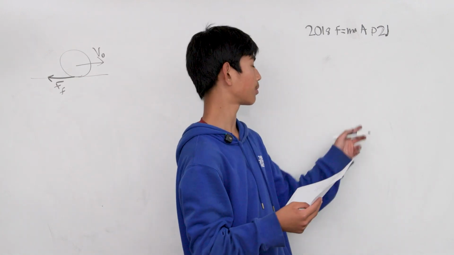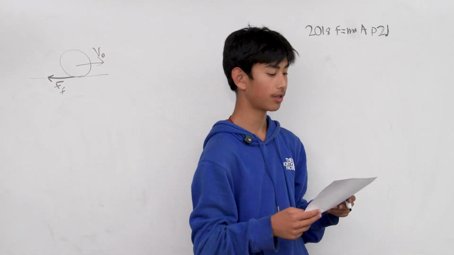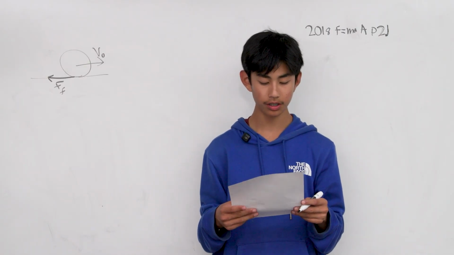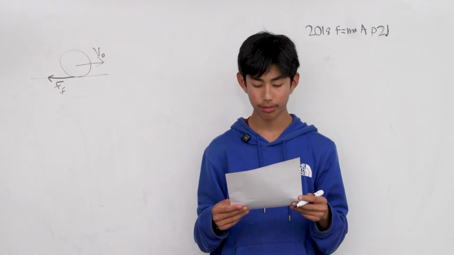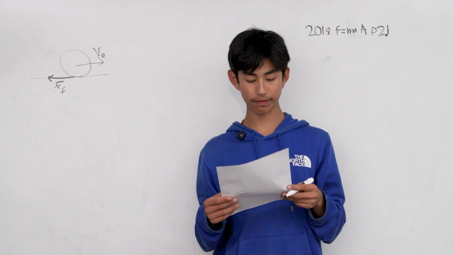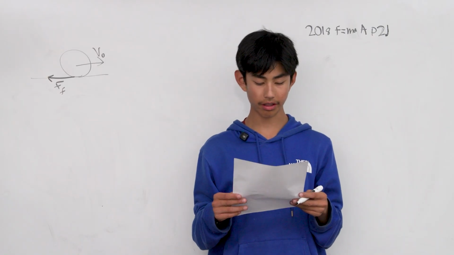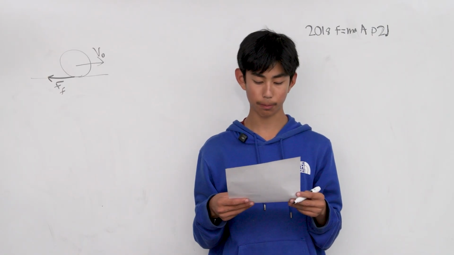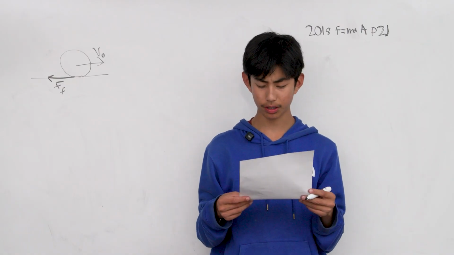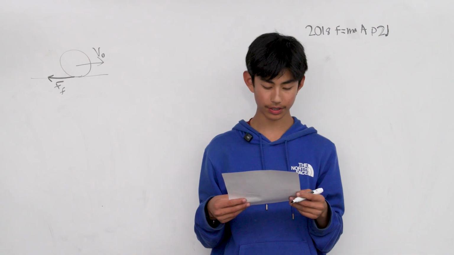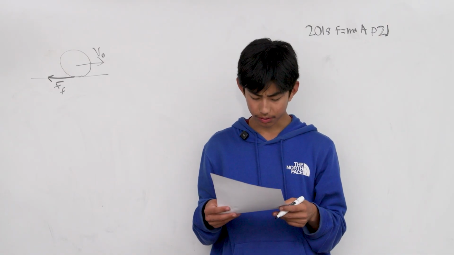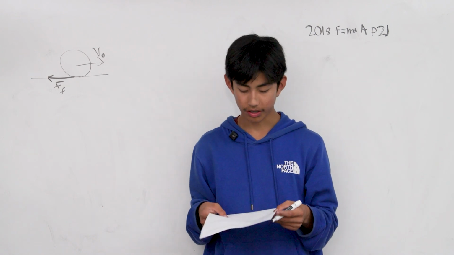We're solving problem 21 from the 2018 F equals MA exam A. A ping pong ball, a hollow spherical shell, with mass m is placed on the ground with initial velocity v0 and 0 angular velocity at time t equals 0. The coefficient of friction between the ping pong ball and the ground is mu_s equals mu_k equals mu. The time the ping pong ball begins to roll without slipping is, and we need to find said time.